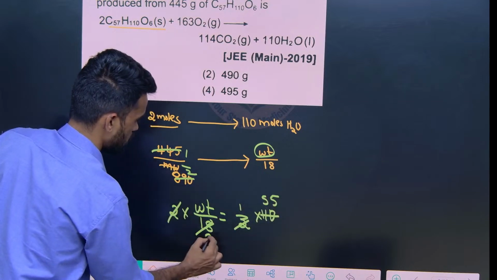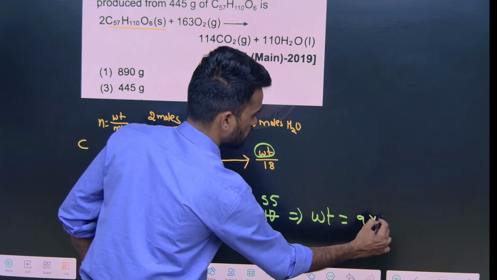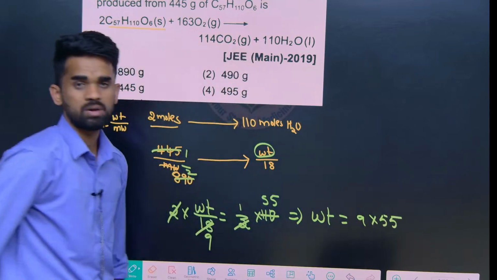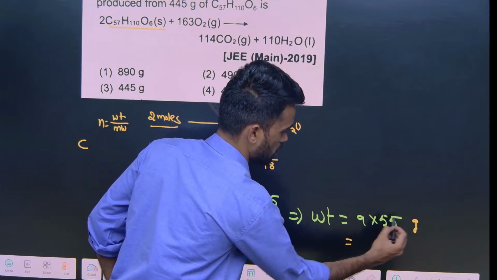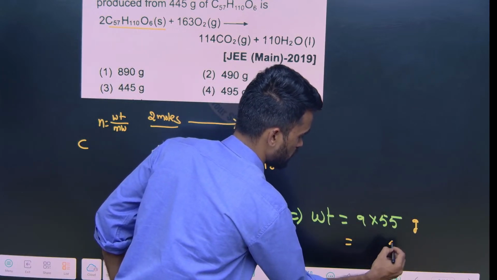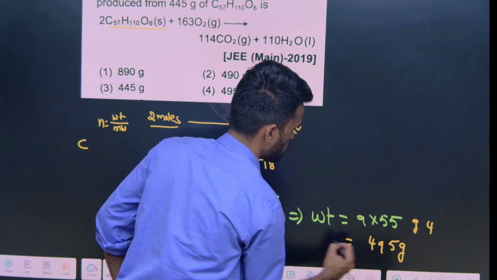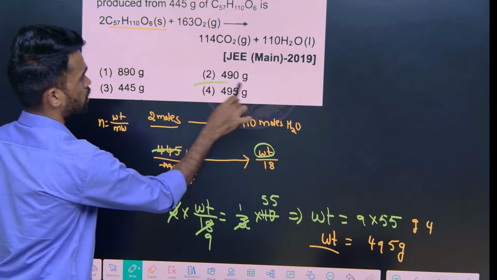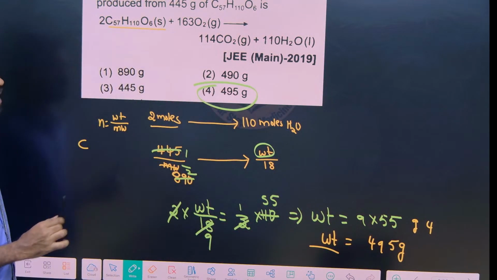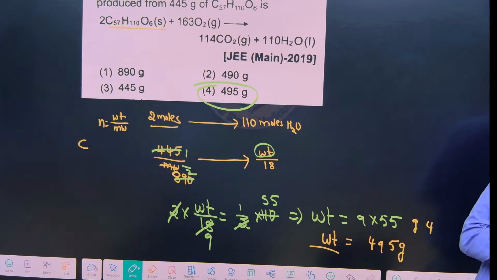Okay, this is 9. Now what is the weight of the substance? Weight is equal to 9 into 55. What is the weight of water formed? 9 into 55 grams. Just substitute and solve this. 9 times 5 is 45, so 495 grams. How many grams of water produced? 495 grams. Here you have option number 4 as your answer for the discussion. Hope this is clear. If this is clear, please mention clear.